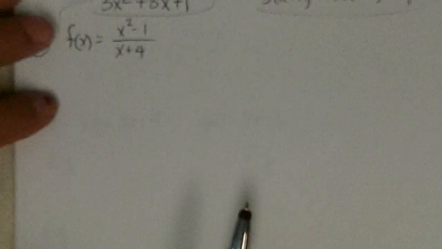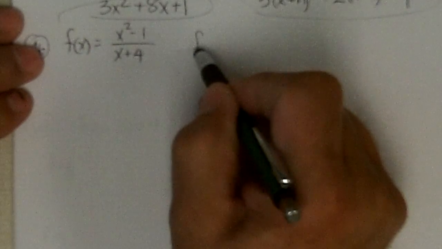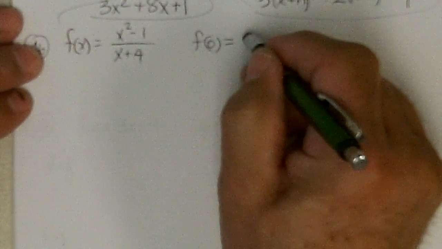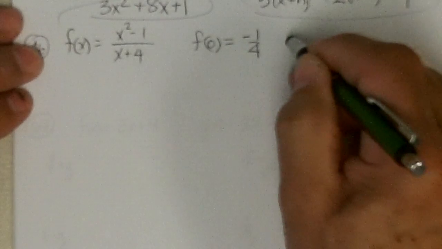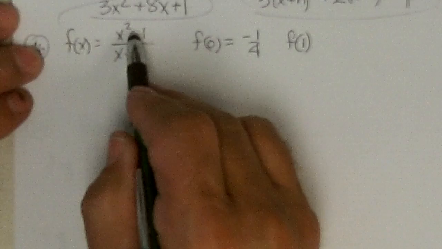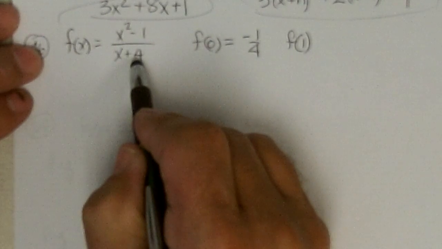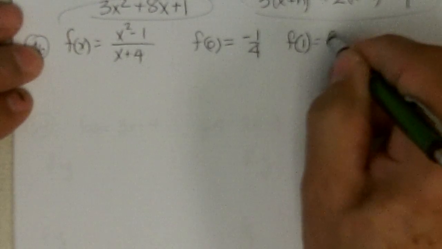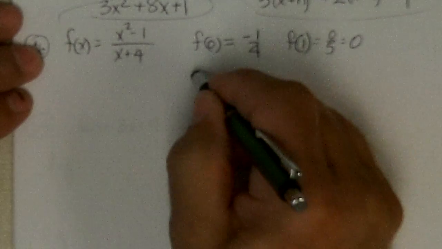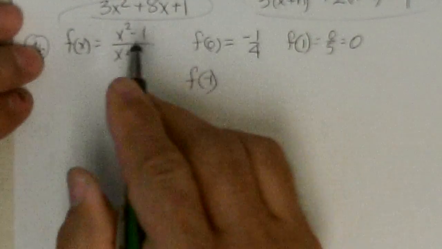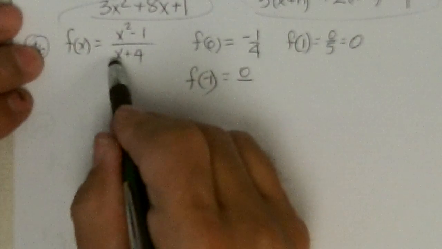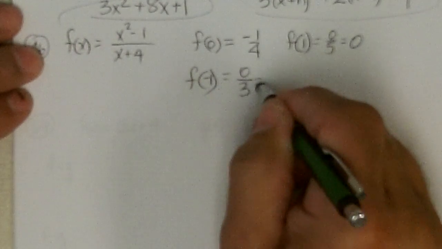46, we're supposed to do all the same kinds of things. So f of 0, if you put 0 there and 0 there, you get minus 1/4. F of 1, if you put 1 there, you get 1 squared, which is 1 minus 1 is 0, over 1 plus 4 is 5, so we get 0 over 5, which is 0. F of negative 1, negative 1 squared is 1, minus 1 is 0, over minus 1 plus 4 is 3, which is 0.